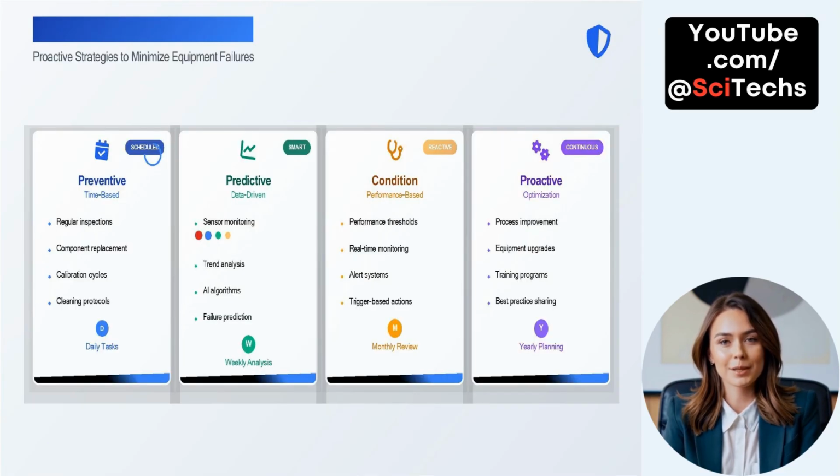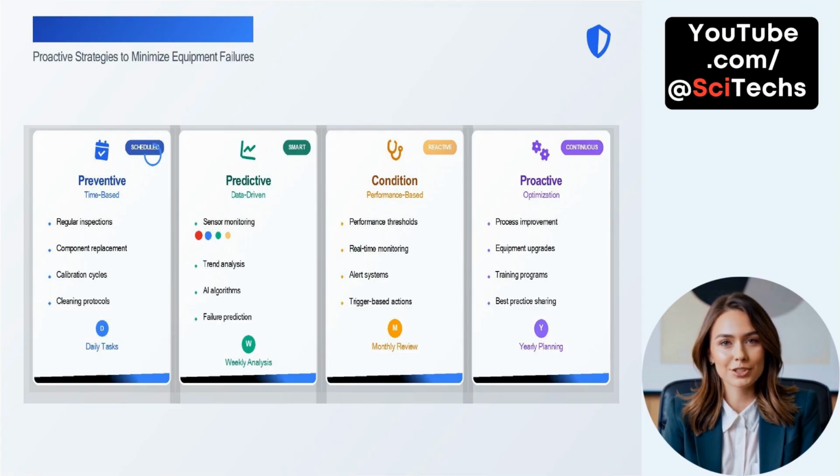Proactive strategies to minimize equipment failures. Minimizing equipment failures starts with implementing proactive maintenance strategies that reduce downtime and extend equipment life. The preventive approach is time-based and includes regular inspections, scheduled component replacements, calibration cycles, and routine cleaning protocols. These actions are typically conducted as daily tasks to maintain reliability.